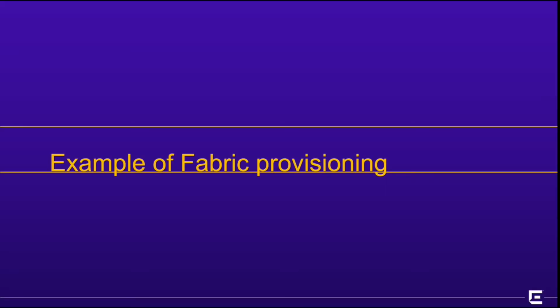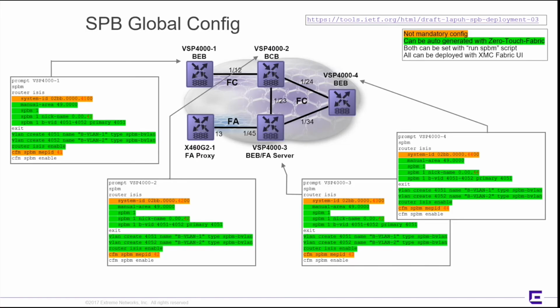So we're going to kick over now to some examples of fabric provisioning. Constantine, why don't you jump in here and lead some of these slides, and we'll move through these configurations. Yeah, thanks, Jim. So, folks, what we're going to do in the next series of slides is go through the building blocks of how we go about configuring or building an SPB network.